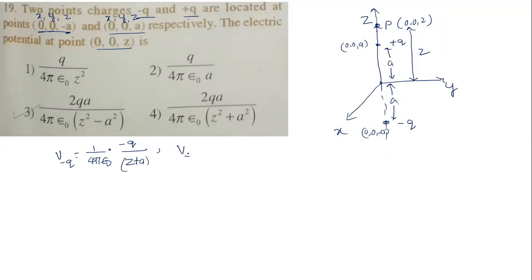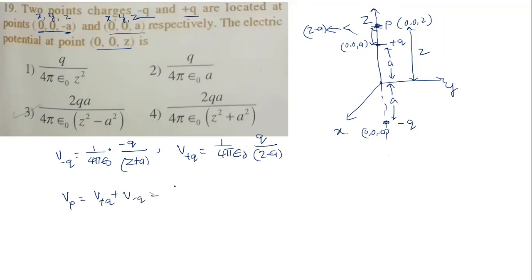Similarly, the potential due to the positive charge is 1 by 4 pi epsilon naught into q divided by the distance from this point to this point. It will be total z, and here we should remove this a, so it will become z minus a. So we need to add up the potentials. Total potential at point P is the potential due to plus q charge plus the potential due to minus q charge.